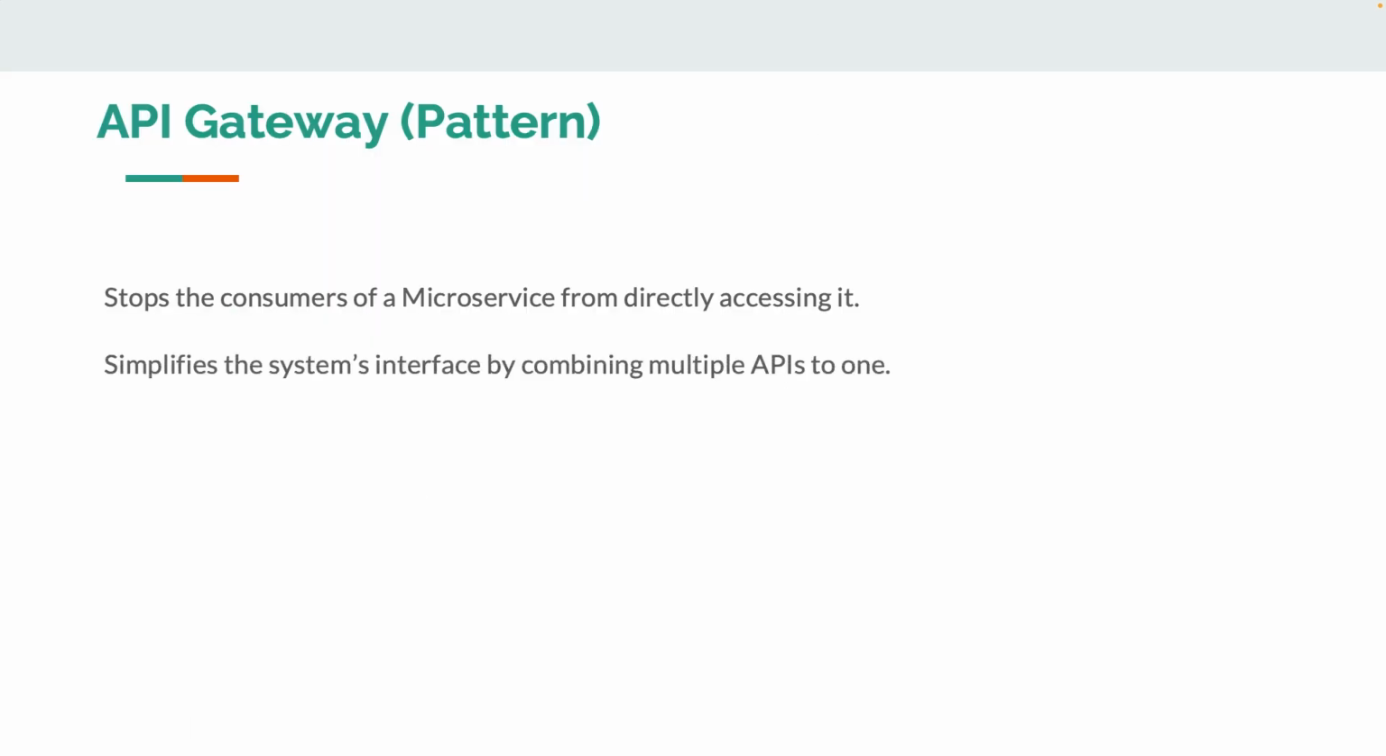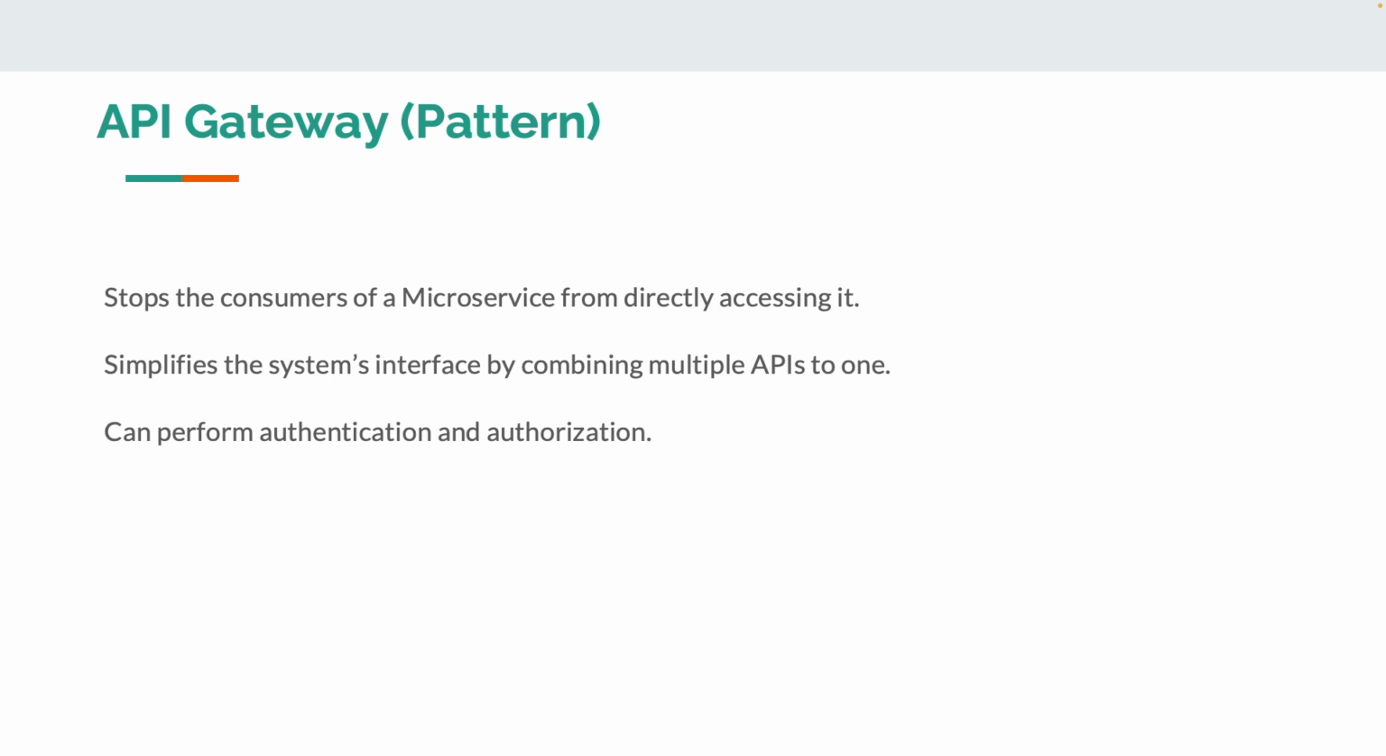API Gateway also simplifies the system's interface by combining multiple APIs into one. Imagine that your website needs one API, and that one API actually requires more than one microservice to work together in the background to generate the data that the website needs. So instead of the website being dependent on multiple microservices, it becomes dependent on one single API exposed by the API Gateway, and then API Gateway talks to the multiple microservices in the backend.